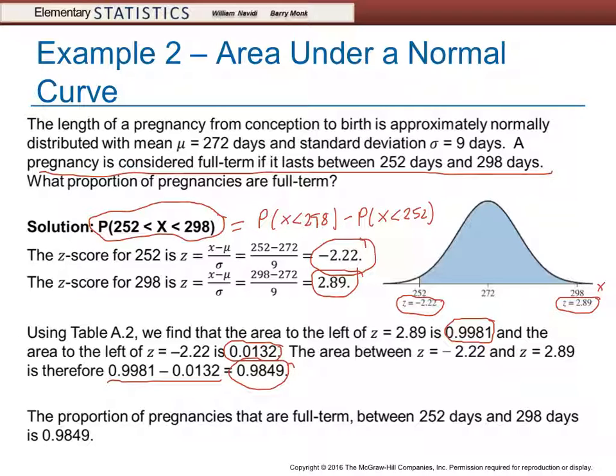And we see that we get 0.9849. So we can now rewrite this as the probability that 252 is less than x less than 298 is approximately equal to 0.9849, or 98.5%. Okay?